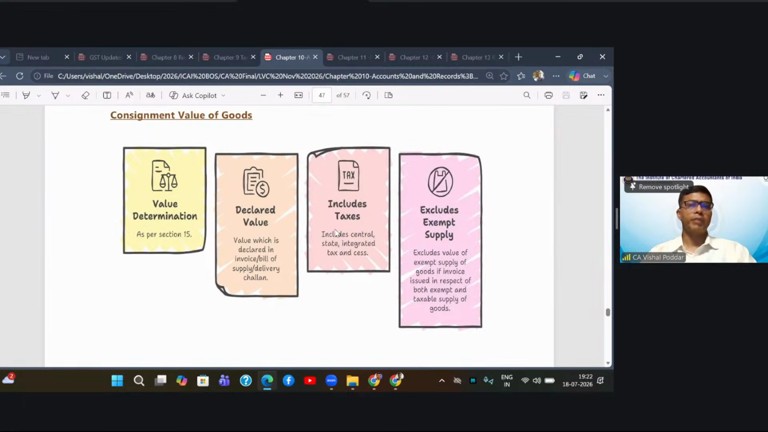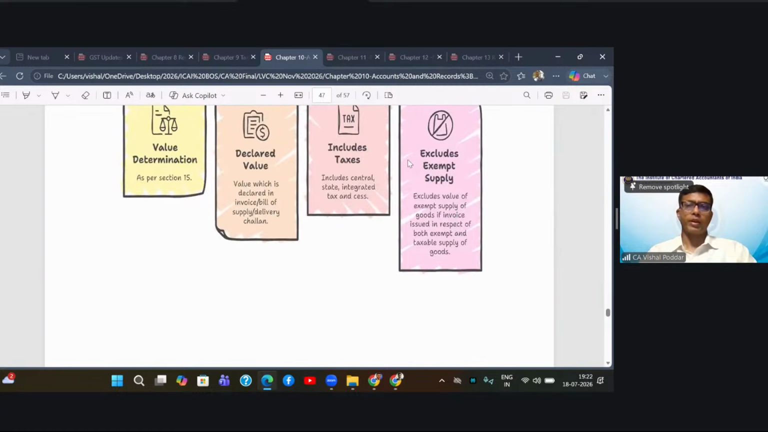you have to add the GST component. Now, this is a very important point, because if you compare it with the taxable value or the valuation under section 15, there the taxable value was the value before GST. But here we are not taking the taxable value, we are taking the consignment value. Consignment value is the value including GST. So you have to add the GST component in the value, and on this total, that is the taxable value plus the GST, that total has to be checked for 50,000.